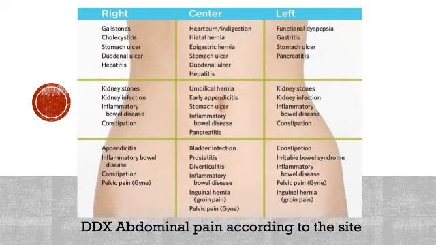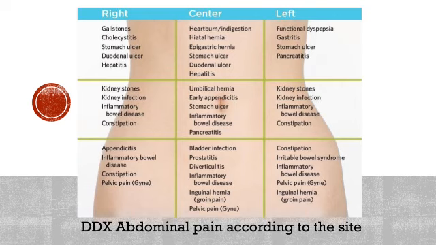This area contains part of the stomach, part of the liver, part of the duodenum, and the abdominal part of the esophagus. So it could be heartburn, hiatal hernia, or, in the abdominal wall, an epigastric hernia, and so on. We will take another example, for example, the right iliac fossa. In the right iliac fossa, appendicitis could be the cause, inflammatory bowel disease, constipation, and pelvic pain in gynecology, because the fallopian tube and ovary are located here.